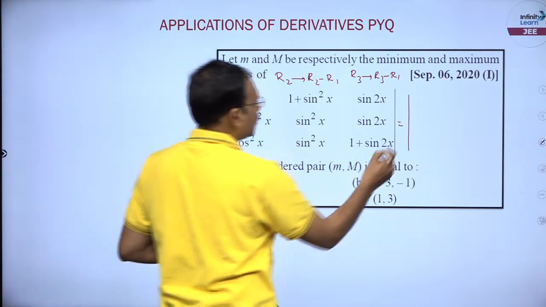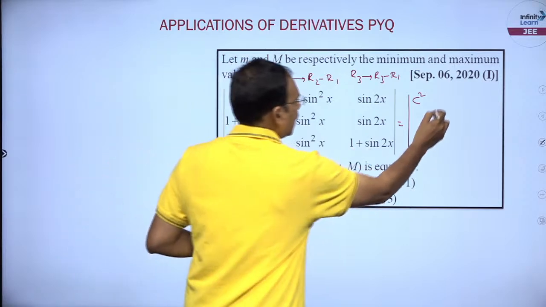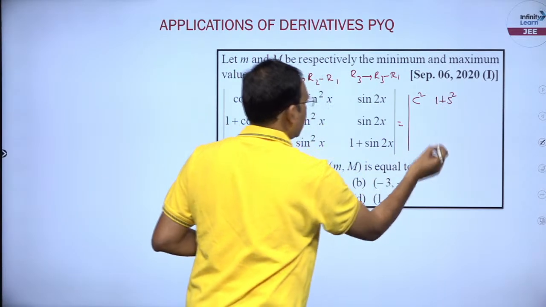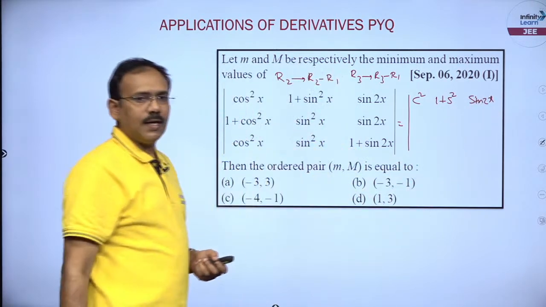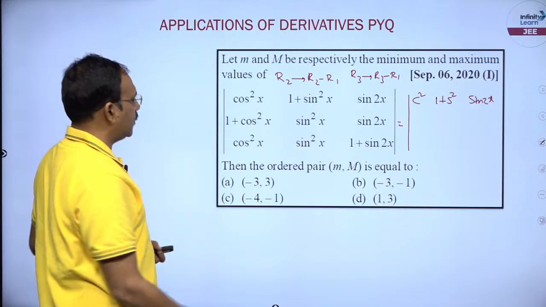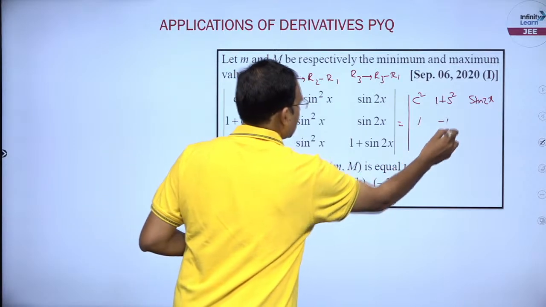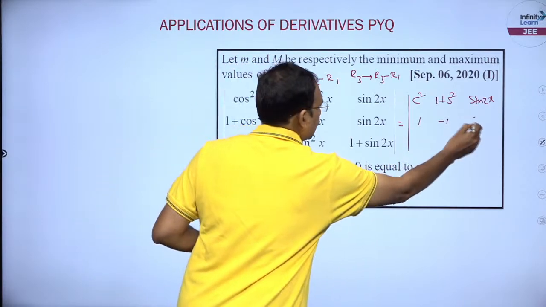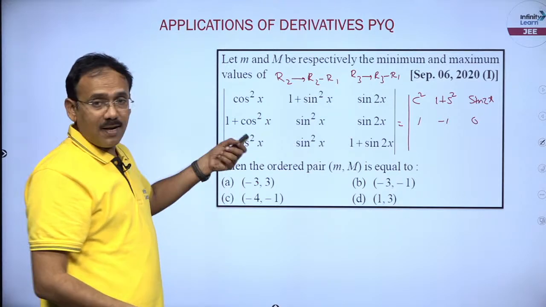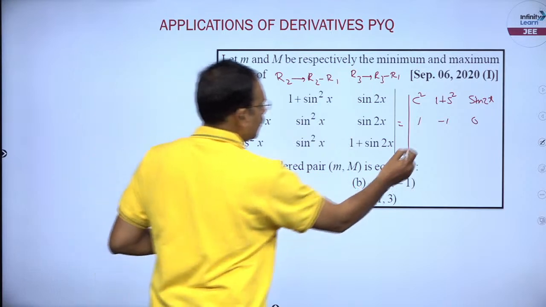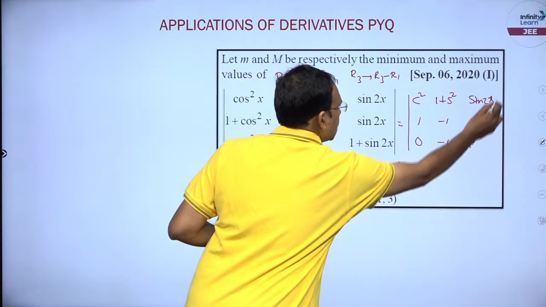Continue. The first one, cos square x, will remain as it is. The second one, 1 plus sin square x, let it be there. This is sin 2x, let it be there. Now, the next step, R2 minus R1: this becomes 1, this becomes minus 1, this becomes 0. I think you got my point. R2 minus R1 I have done. Now, R3 minus R1: this is 0, this is minus 1 and this is 1. This is the determinant.